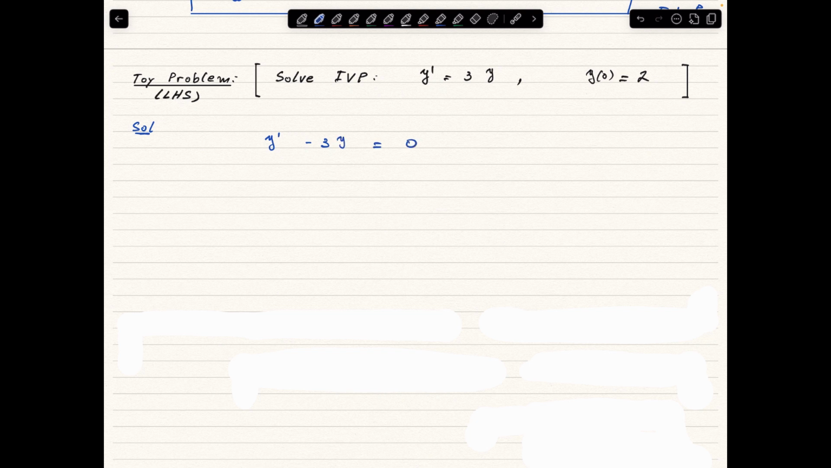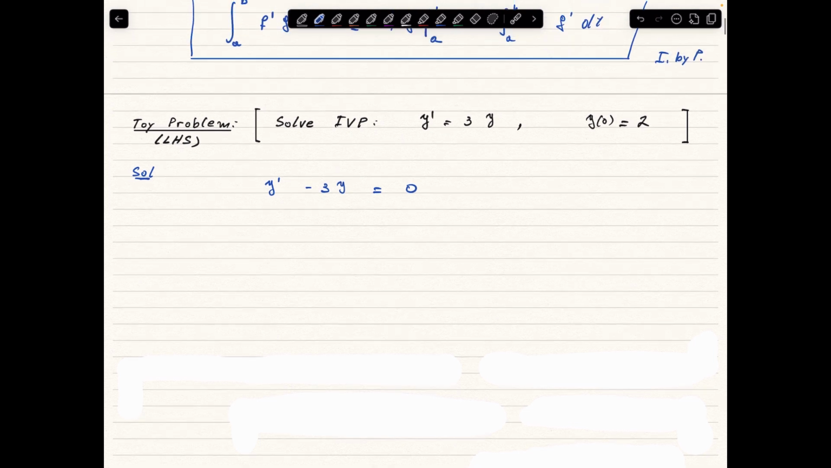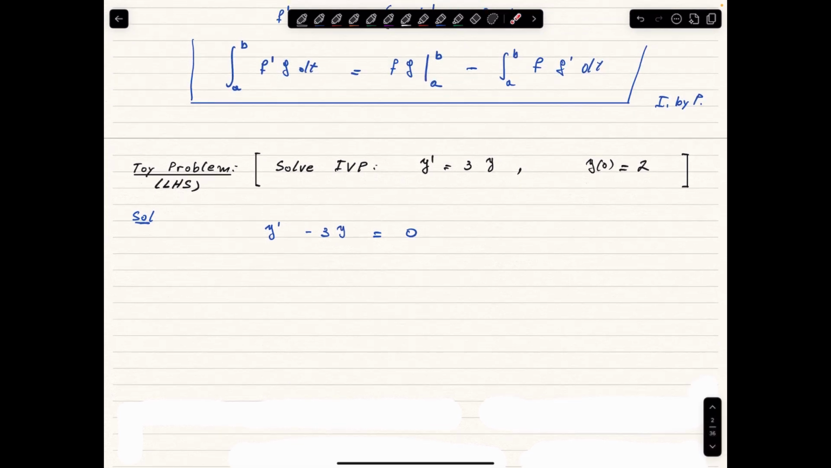Recall, we also want to use the formula for integration by parts, and for that we need two functions. So this derivative goes here by doing integration by parts. We need a second function here, so let's multiply the whole equation by a function of t. On the left-hand side we still have 0. And now that we do this multiplication, we can integrate in time.